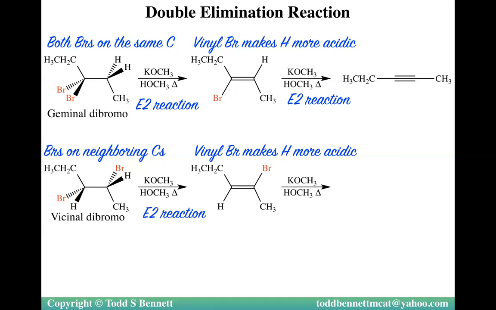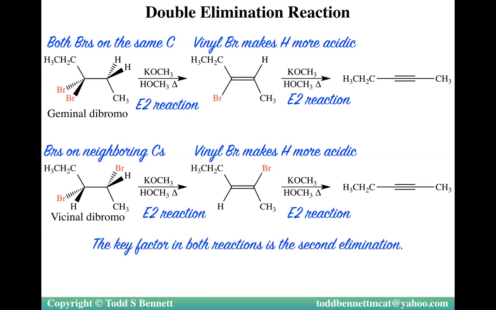I will take anything that you do if we have a synthesis where you have to generate a triple bond. We start with two on the same carbon or on neighboring carbons, that's fine. I chose bromine because it's as good a leaving group as any, but if you chose chloro or iodide, you're going to be fine. Okay. The key to both reactions, I should say, is the second elimination.